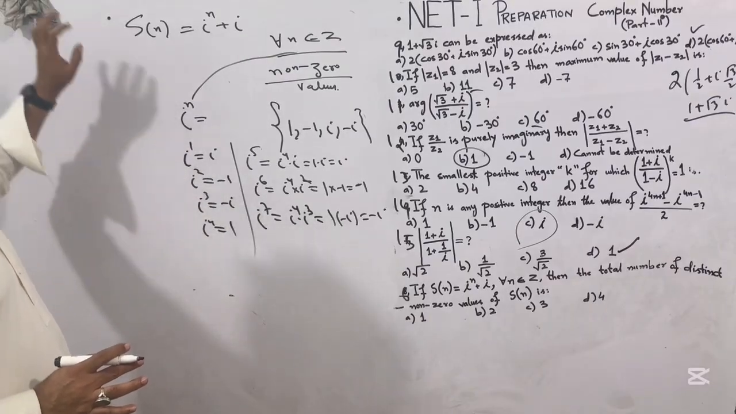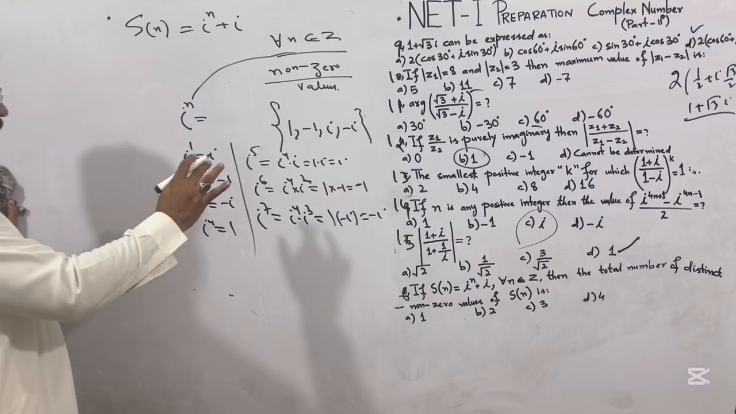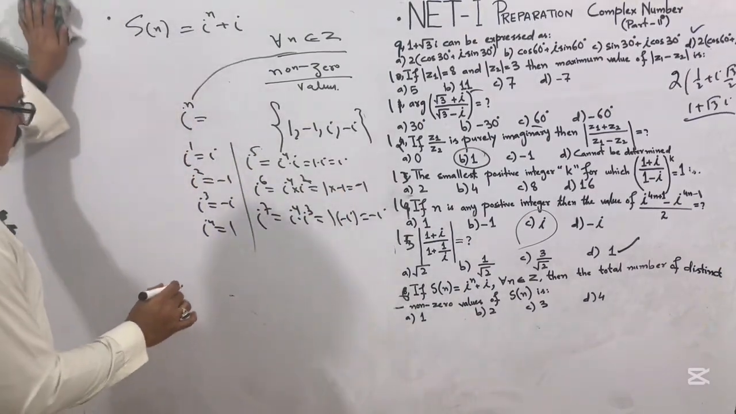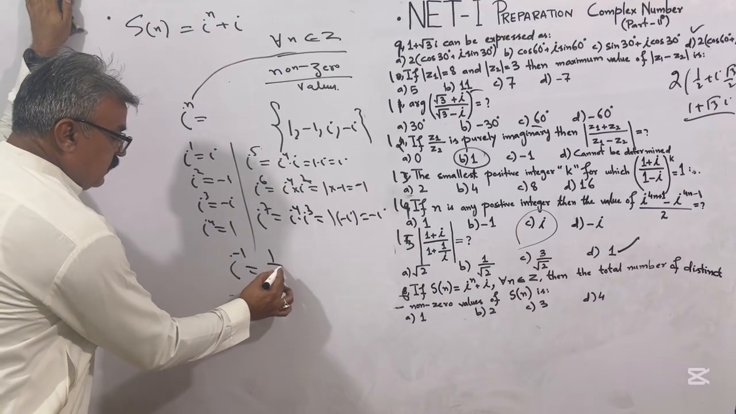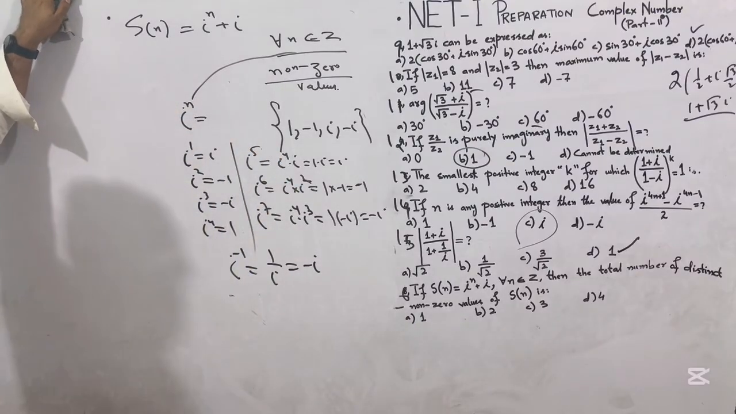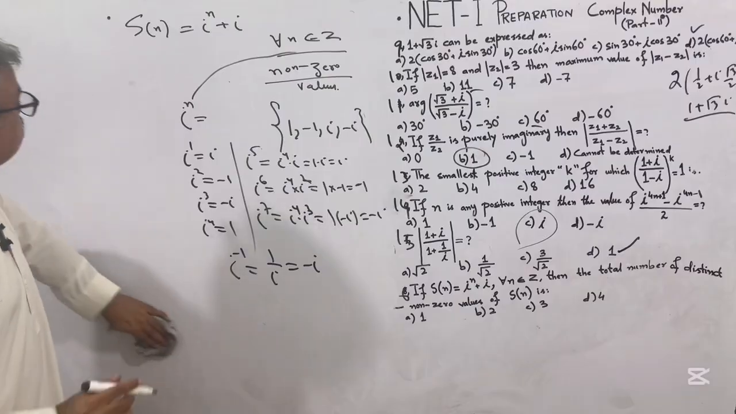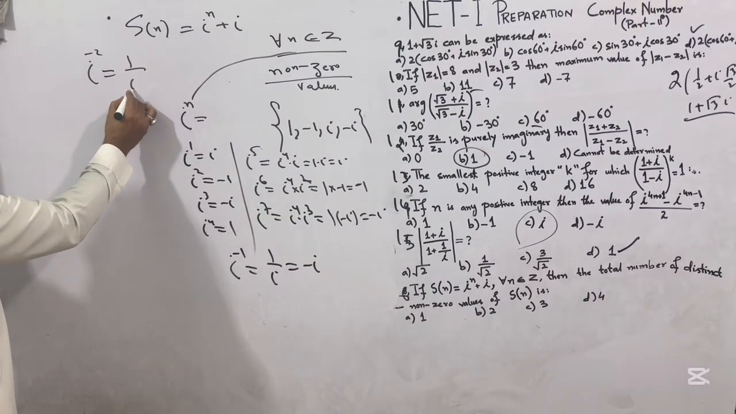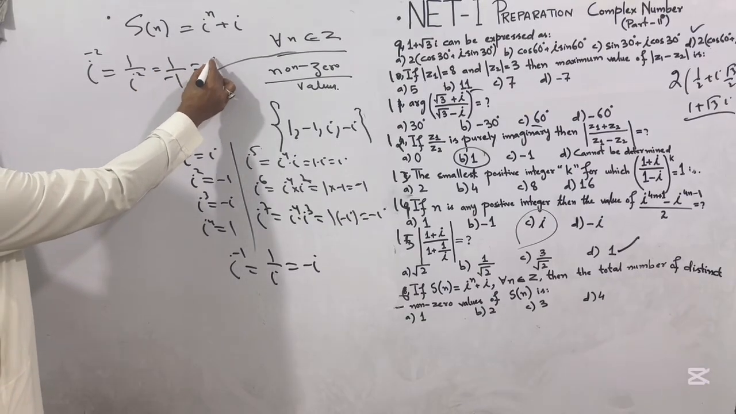So where n belongs to Z, I have taken only positive natural numbers. What about negative? Let's see and find out. They also result in the same: 1, minus 1, iota, minus iota. Iota raised minus 1 means 1 upon iota. 1 upon iota after rationalization results in minus iota. Iota raised negative 2 can be written as 1 over iota square. Iota square means minus 1, so it will result in minus 1.